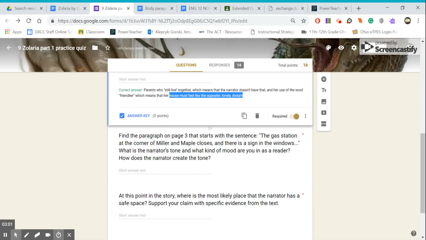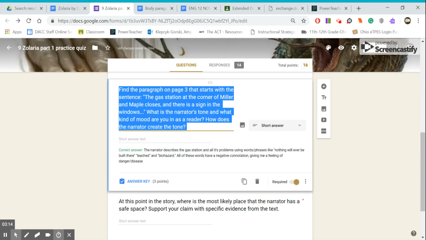Next question, find the paragraph on page 3 that starts with the sentence, "The gas station at the corner of Miller and Maple closes, and there's a sign in the windows." That whole paragraph described the gas station and all the problems. What is the narrator's tone and what kind of mood are you in? And then how does the narrator create the tone? So 3 points, tone, mood, and then how.